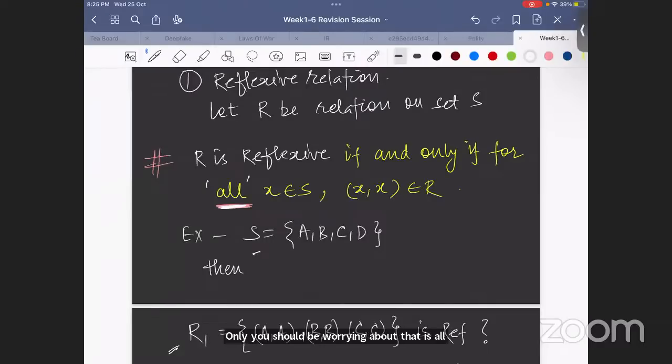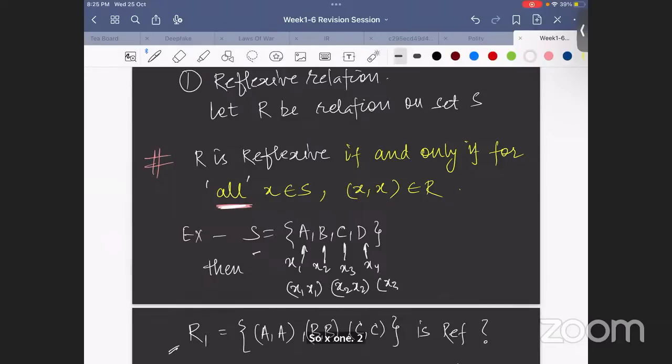All X means, if I am starting from here, X1 can be A, X2 can be B, X3 can be C, and X4 can be D. So X1X1, X2X2, X3X3, and X4X4 should be present in my relation R. And if any of the 4 is not present, you can't say it's reflexive.